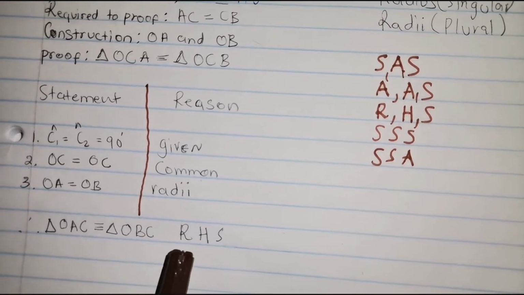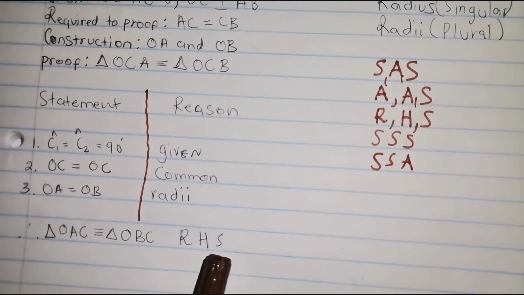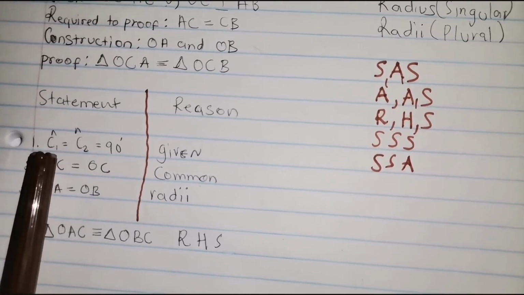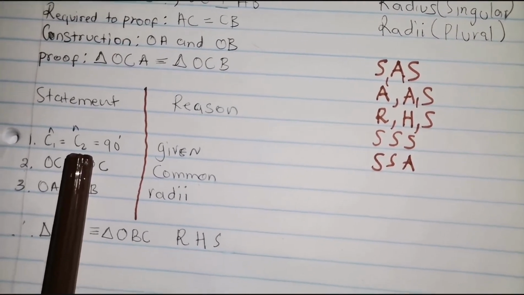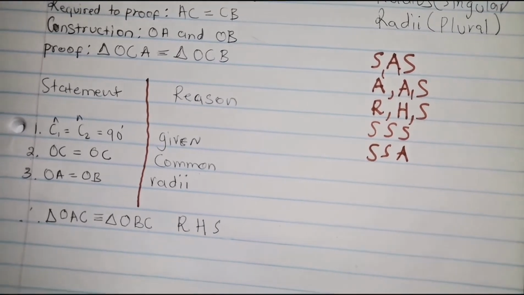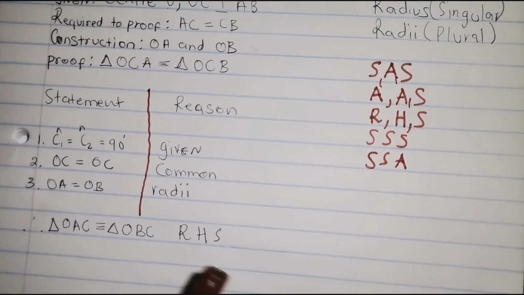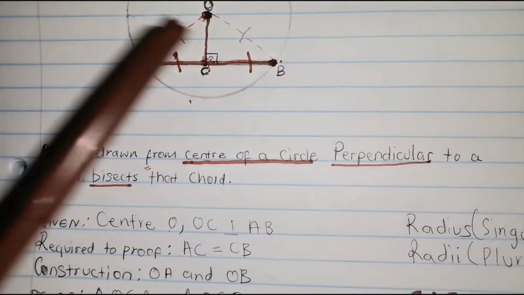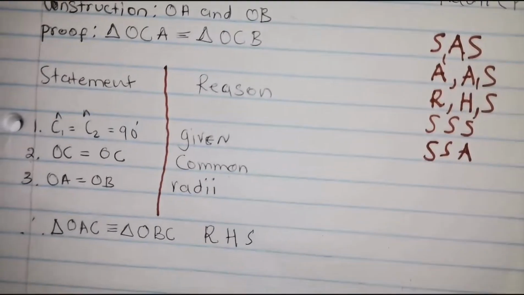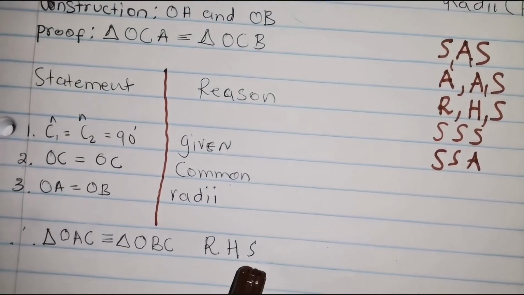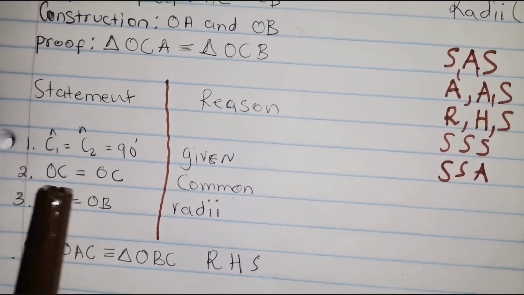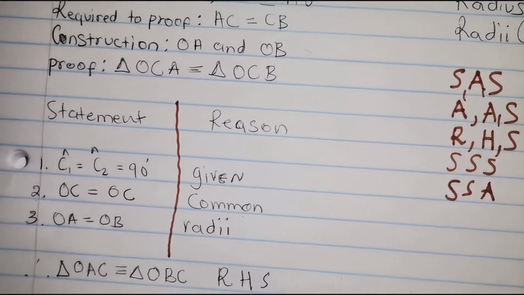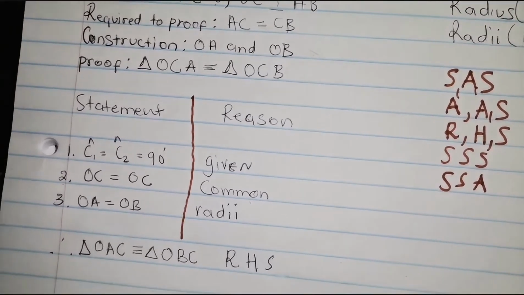Then just come back here. Right angle, hypotenuse, side. Simple. Remember, angle C1 and C2 equal 90 degrees. R for right angle. Then you have the hypotenuse. Remember, radii OA and OB are our hypotenuse. H for hypotenuse. Then we have S. S is for side: remember, OC equals OC, common. This is the last, remaining side. I hope guys understand what I'm talking about here.